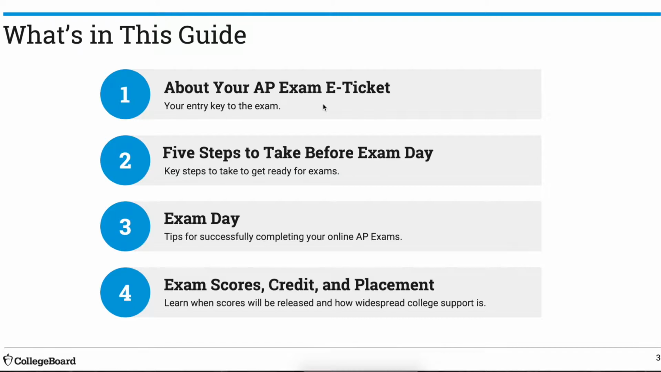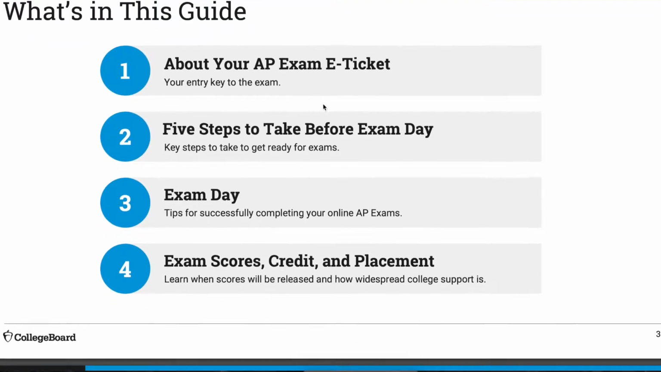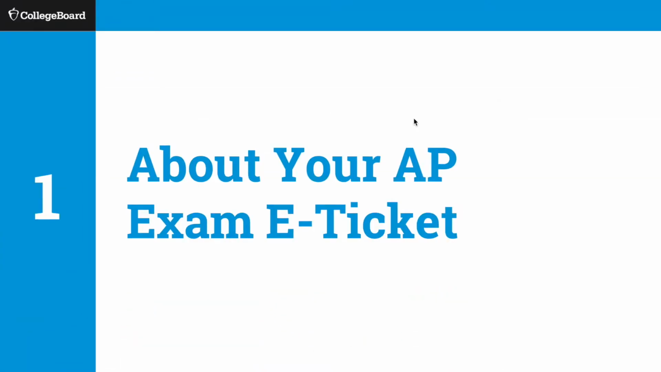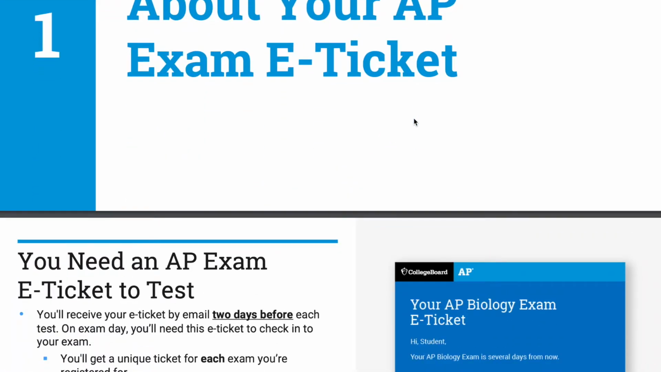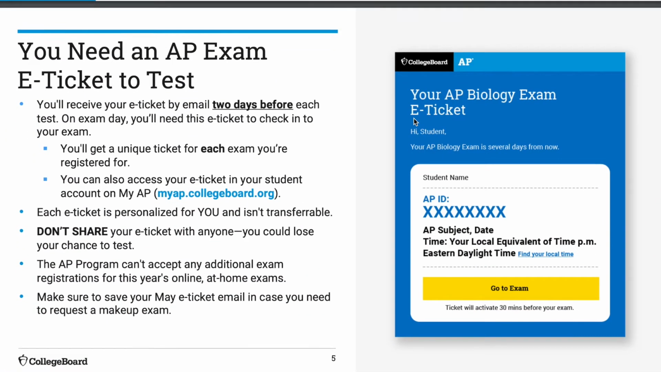So let's start off with that AP exam e-ticket. You do need to have an exam ticket before you take the test. So 2 days before the scheduled test date, which for us is May 15th, you are going to get an email that includes an AP ID and then your time that you're going to test, again May 15th at 11, and then you hit this go to exam.